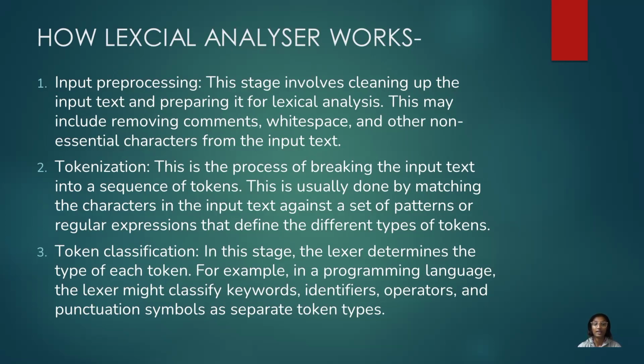Next one, tokenization. This is the process of breaking the input text into a sequence of tokens. This is usually done by matching the characters in the input text against a set of patterns or regular expressions that define the different type of tokens. Token classification. In this stage, the lexer determines the type of each token. For example, in a programming language, the lexer might classify keywords, identifiers, operators, and punctuation symbols as separate token types.